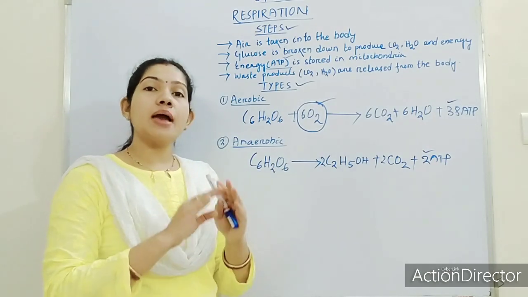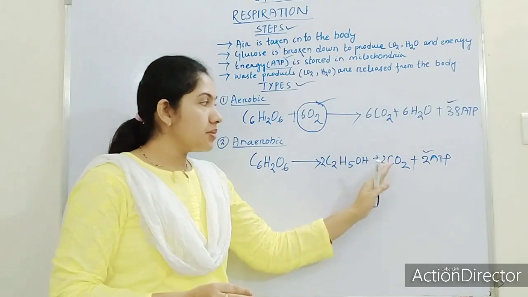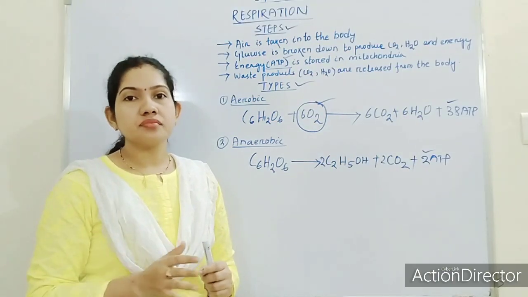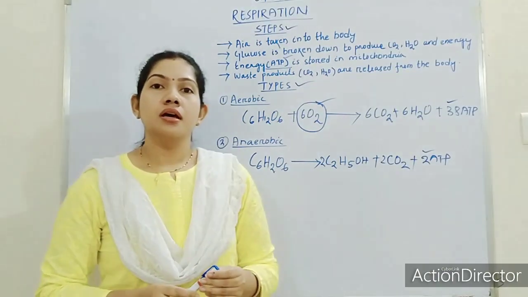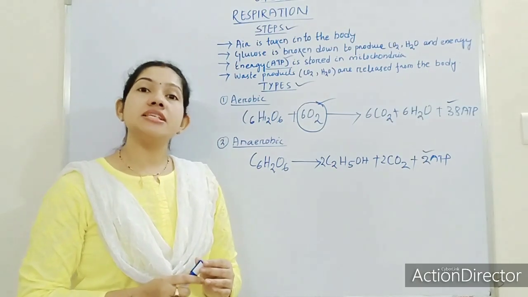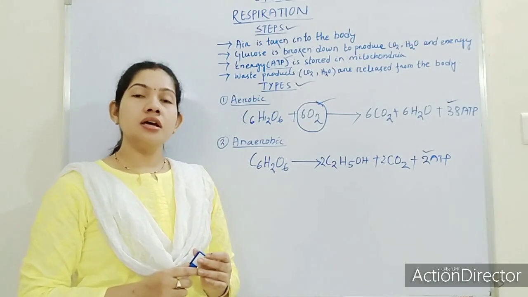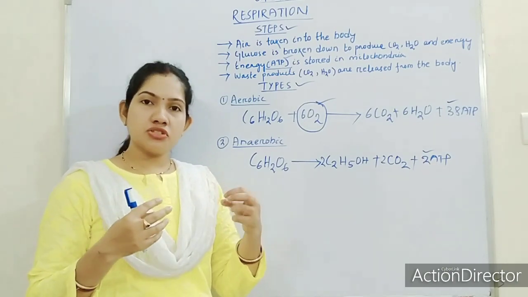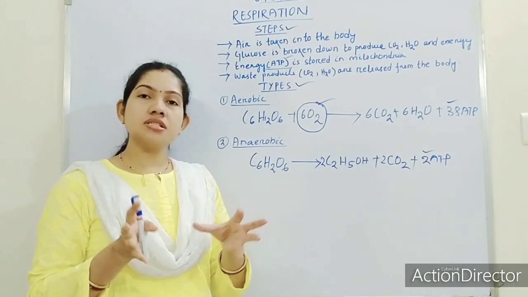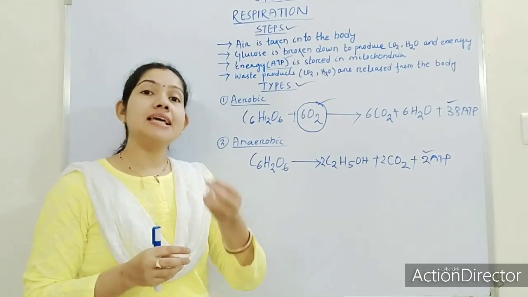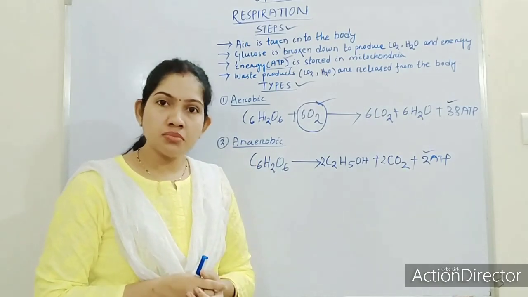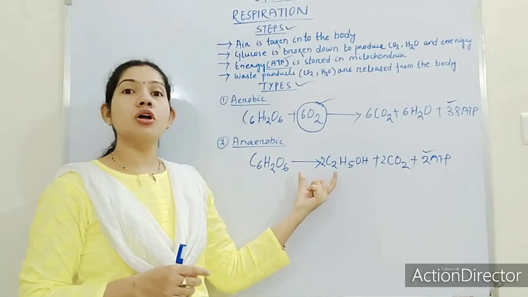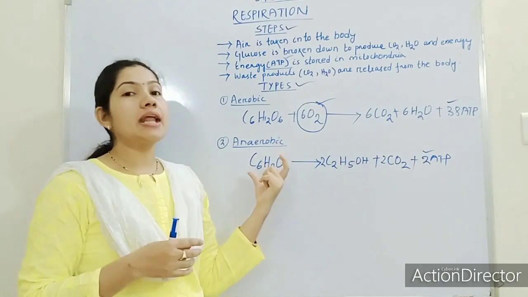Glucose is broken down in absence of oxygen to form alcohol, carbon dioxide and ATP, and here energy production is very low. This anaerobic respiration takes place in certain yeast. In the alcohol industry, for the formation of different alcohols like wines and beers, they use several microorganisms. Yeast is the most commonly used microorganism for the production of alcohol. So the formation of alcohol is by the process of anaerobic respiration.